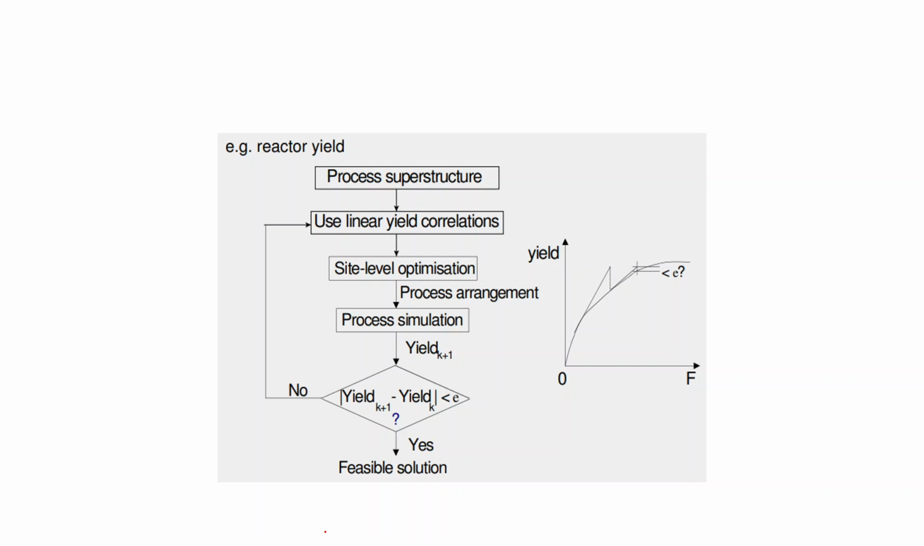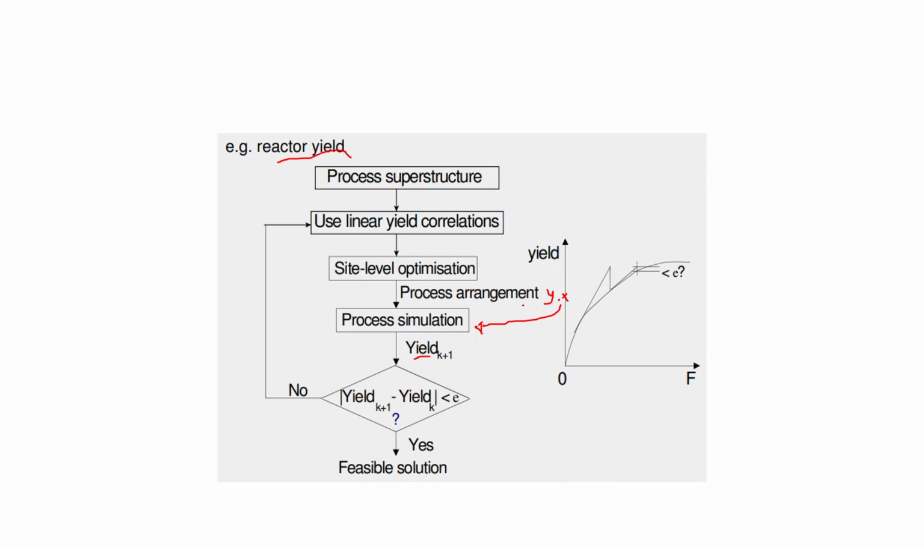So I take this for example. If you have a reactor yield that you want to maximize, we have the superstructure, for example, with different units, Unit 1, 2, 3, and 4, and so forth. And then you have the linear models for unit 1, 2, 3, and 4. Then you do the site level optimization, and you get your yield, the yield of the LP. And then you also get the X. You put this X over here, and then you can calculate the new yield.